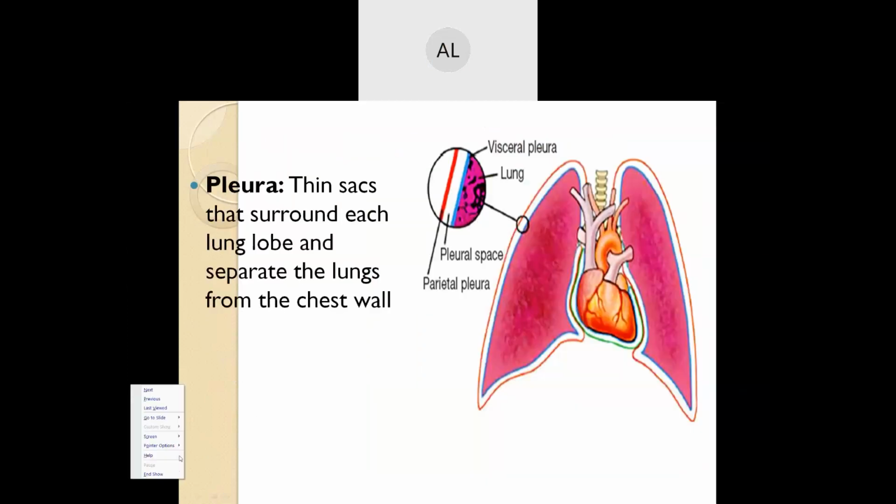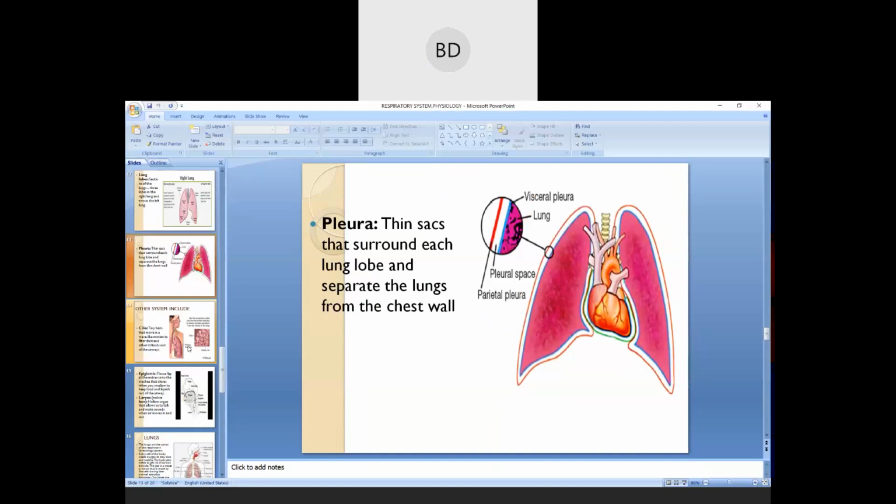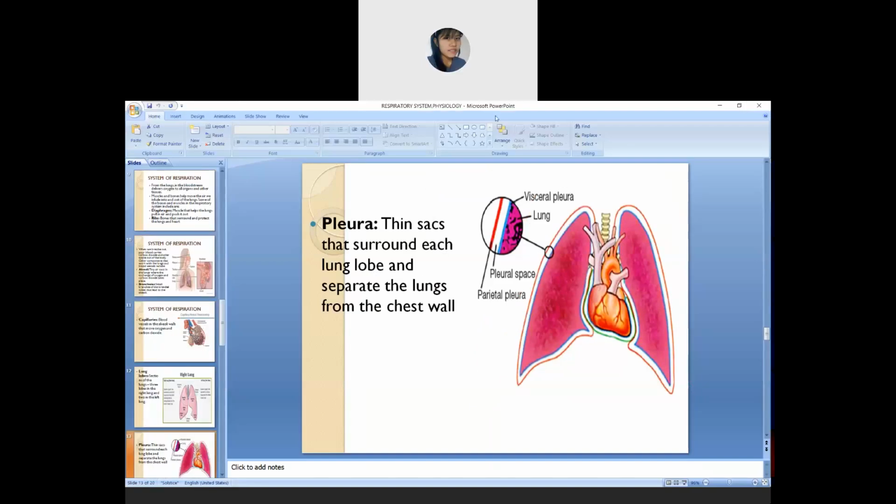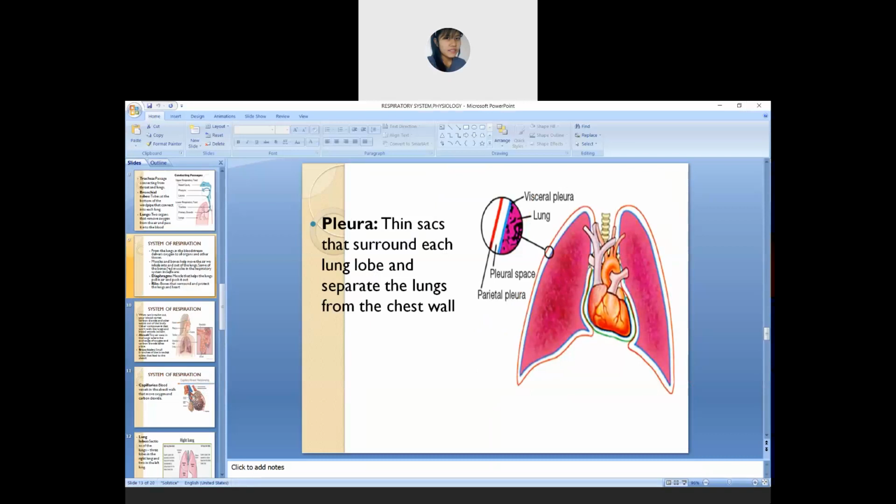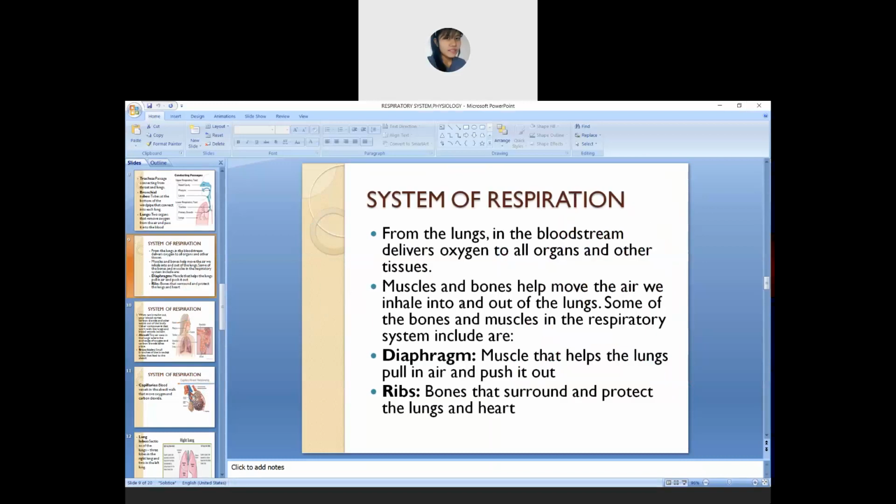Still here? Yes, ma'am. Okay, so we will end up here. In the next class, we will continue capillaries, lungs, lobes, all this. So let us stop here. In the next class, we will discuss about.